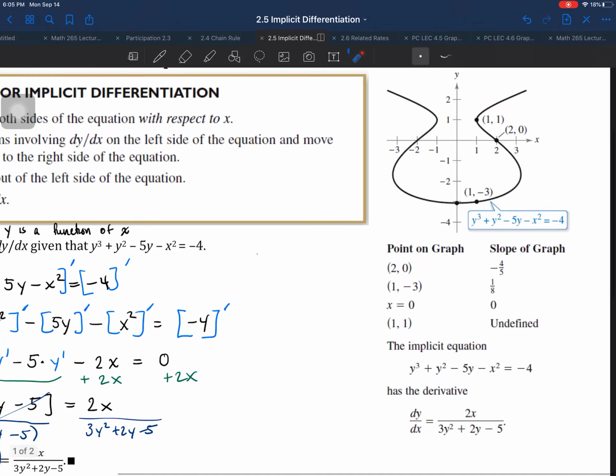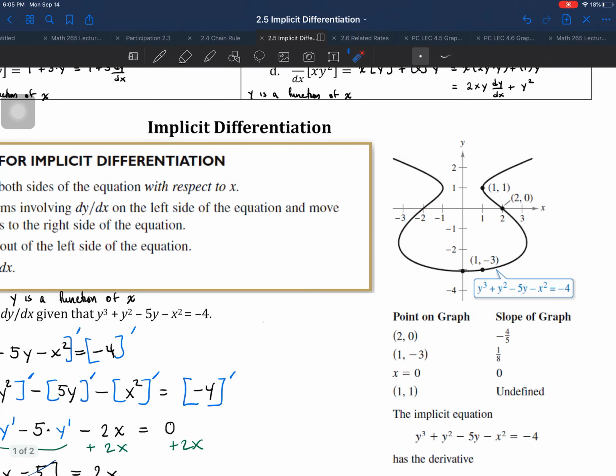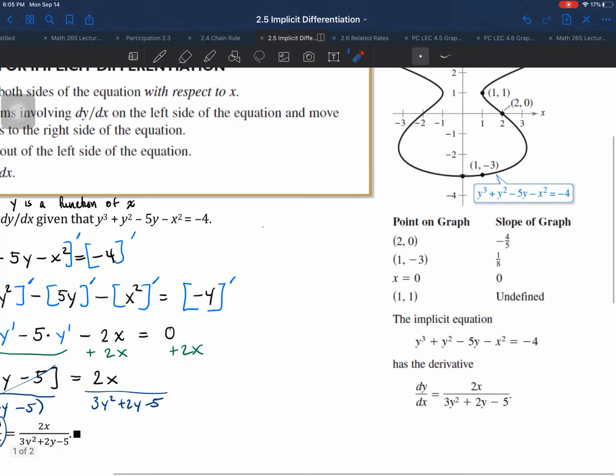So what we just found is the slope formula for this graph right here. This graph right here is the equation that they gave us. Now we have found the formula of the slope for every single point on this graph. And so it can be found with this.